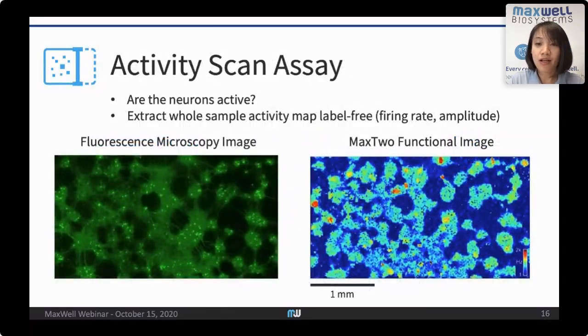So for activity scan, we can ask, are the neurons active? Basically here we are scanning all the 26,400 electrodes to find out where the active cells are. Comparing the microscopy image here, we see where the cells are, which are also the same as what you can see from a MaxTwo or MaxOne functional image. And not only do you know where the cells are, you can also find out how active they are. So this is showing the firing rate of the cells per pixel. This is an area where there are highly active cells, and the light green parts are those with less active cells.